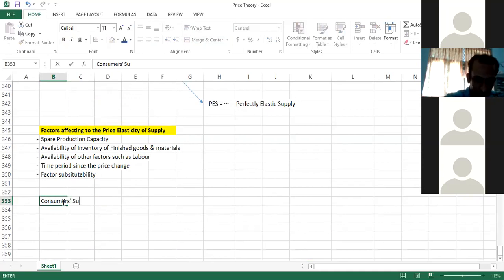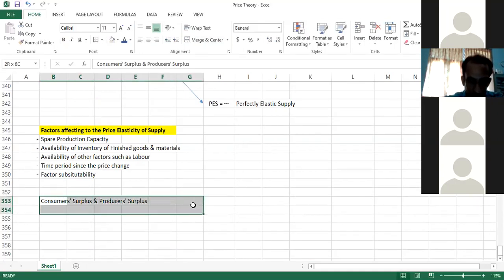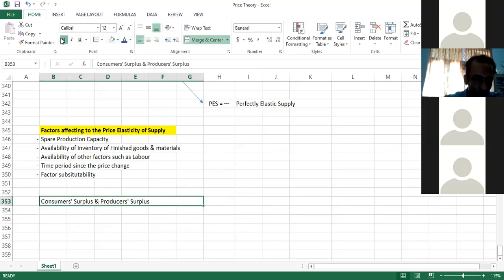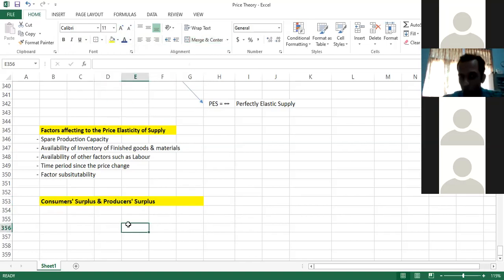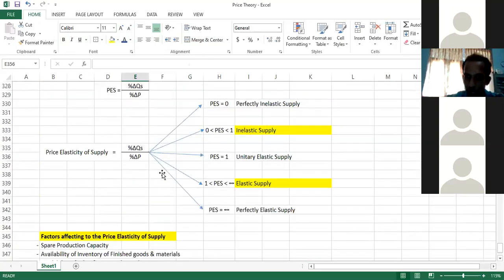So what is the meaning of this concept, consumer surplus and producer surplus? Consumer surplus, it's demand, sorry, supply exceeds demand. No, that is actually called excess supply. This is actually a different concept.